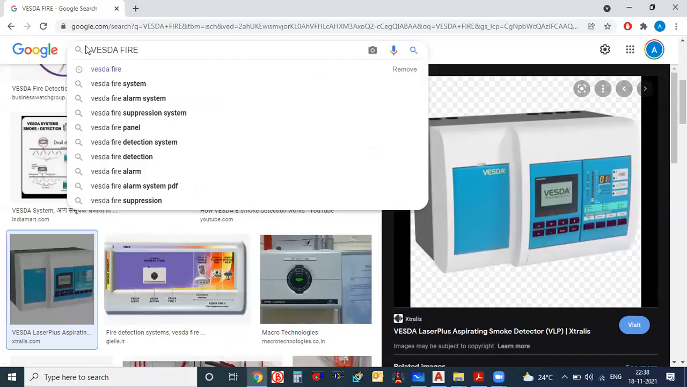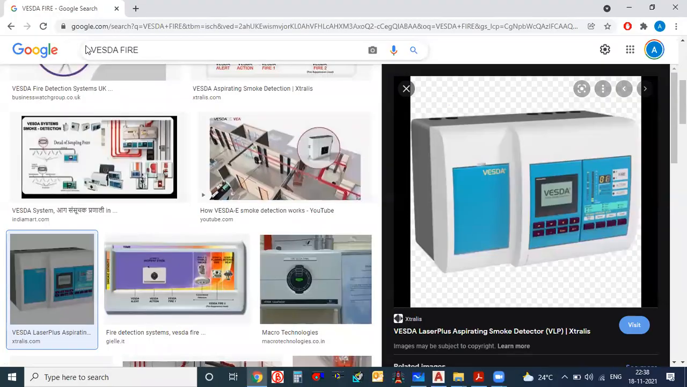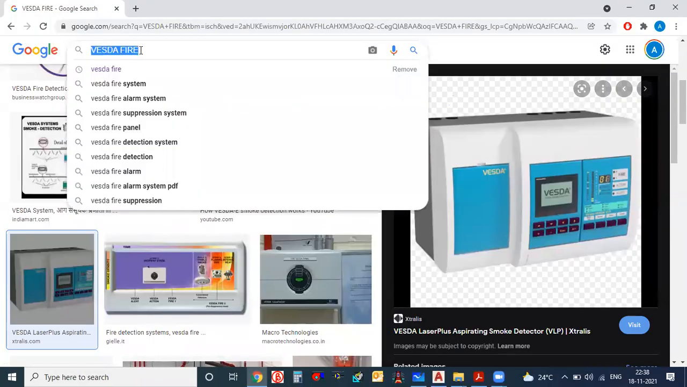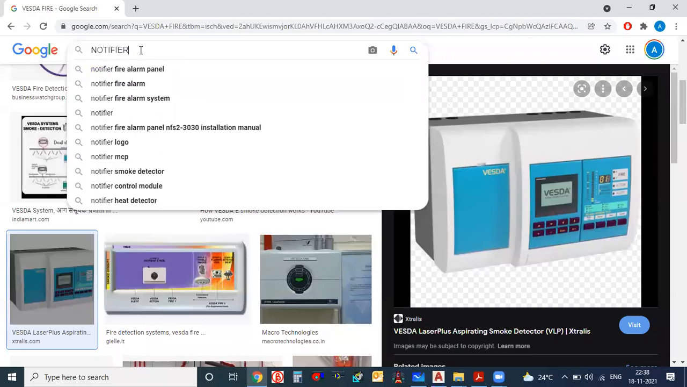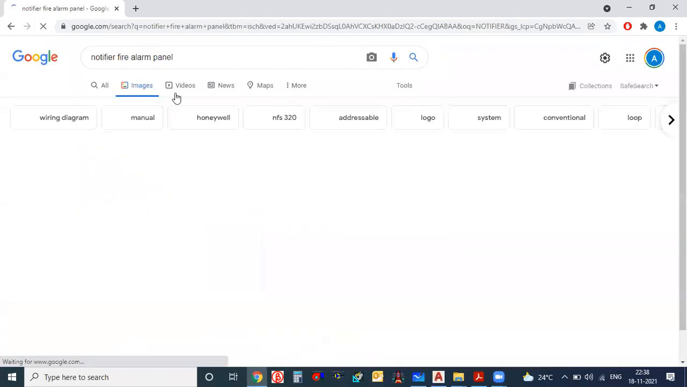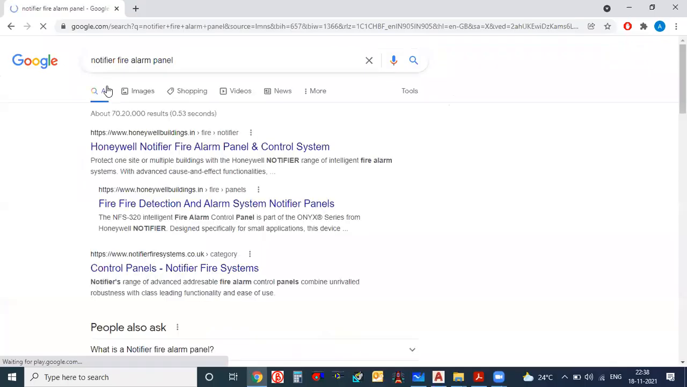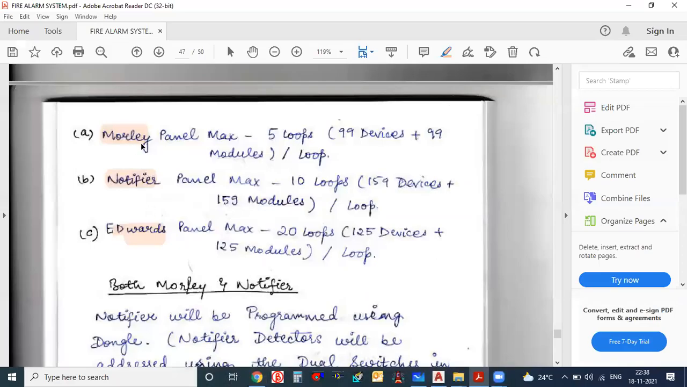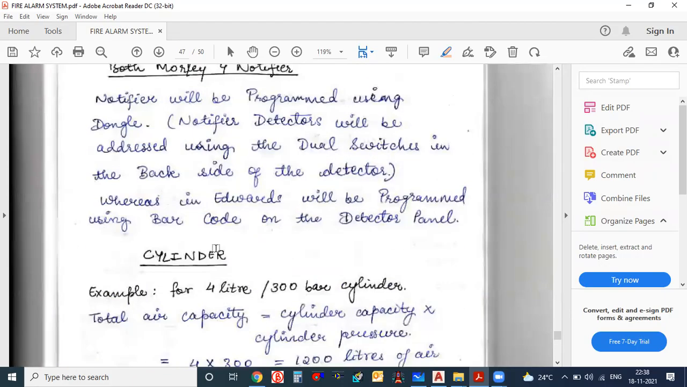And sir, what about the Simplex fire alarm panel? See, these are very famous actually. Notifier fire alarm, actually, it is Johnson Controls. I think Honeywell. Sorry, Notifier is Honeywell, sir. Yes, Honeywell. Everything is Honeywell only. Morley or Edwards also. There are only very few competitors actually in fire alarm: Honeywell, Siemens, Johnson Controls, JCI. These are the three which I know.